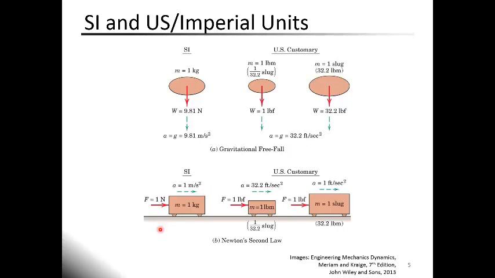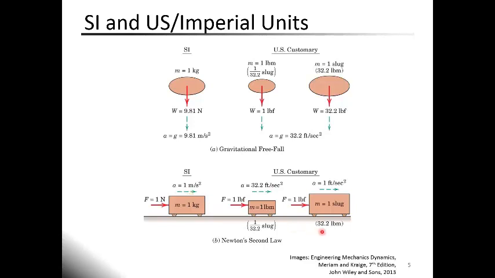In the bottom part of the figure, we have Newton's second law. On the left-hand side, we have the SI units, the definition of Newton's second law. If you have a mass of 1 kilogram and you apply a force of 1 Newton to this mass, you'll find that this mass accelerates by 1 meter per second squared. It means that the speed would increase by 1 meter per second for each second of the motion.